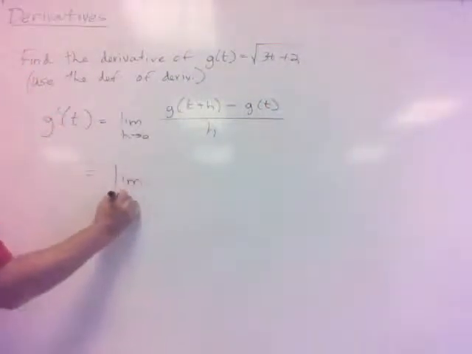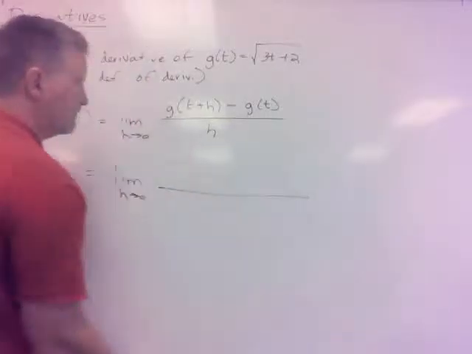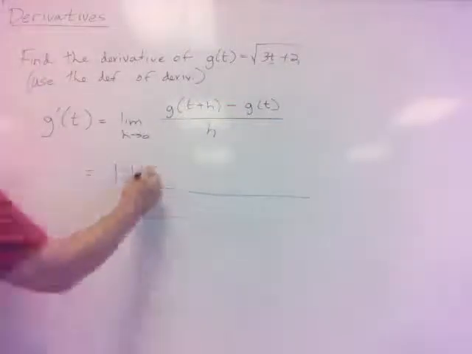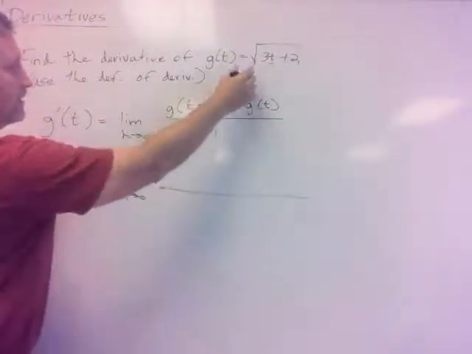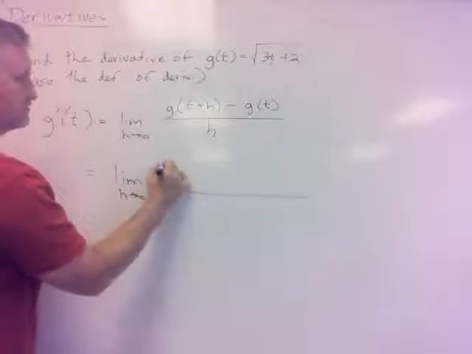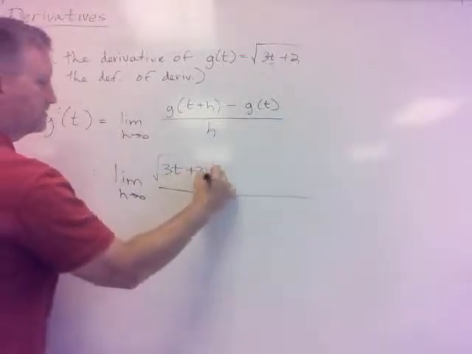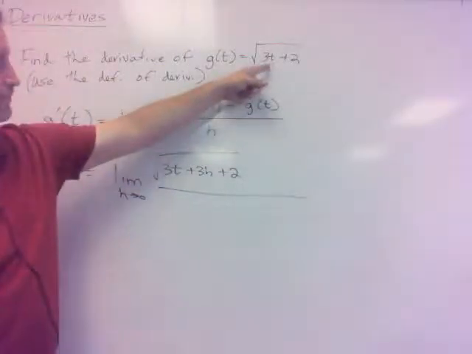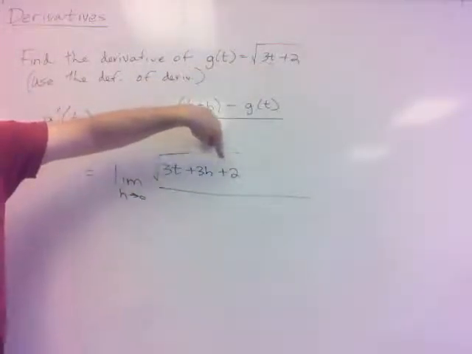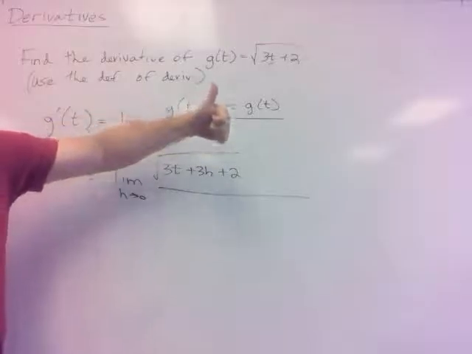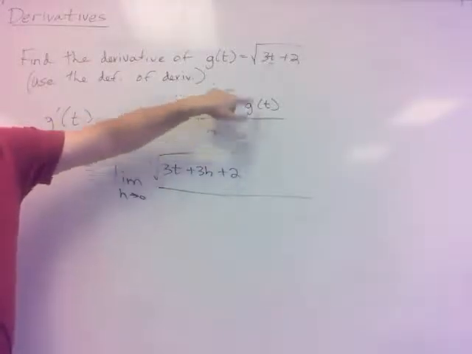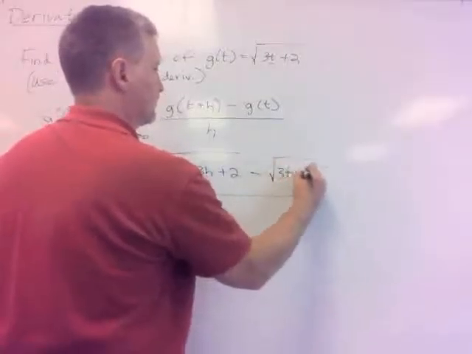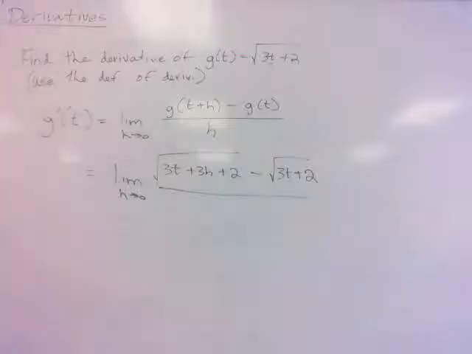Okay, so the limit as h approaches 0 of g of t plus h. What's that going to be? Well, I'm going to plug in t plus h for t. So it would be the square root of 3 times t plus h. Let's go ahead and write that as 3t plus 3h plus 2. Square root of 3t plus 3h plus 2, minus g of t. What's g of t? The square root of 3t plus 2, all over h.